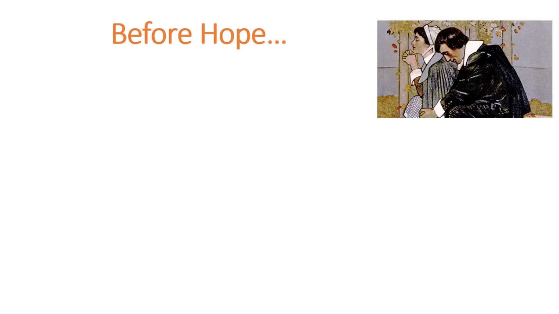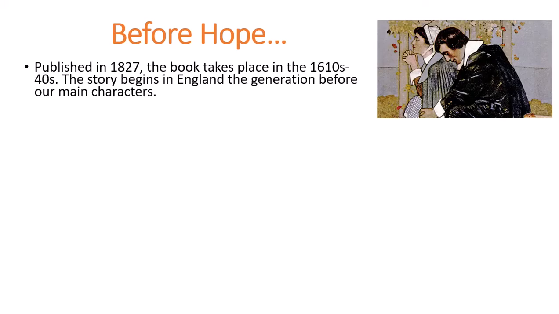So our story actually starts before the title character, and the book was published in 1827. But it takes place in around the 1610s to the 1640s. So we start a generation before our main characters are born, and then we pick up at about 1630, and then there's a 5-year gap, and we pick up with the characters a little bit later.